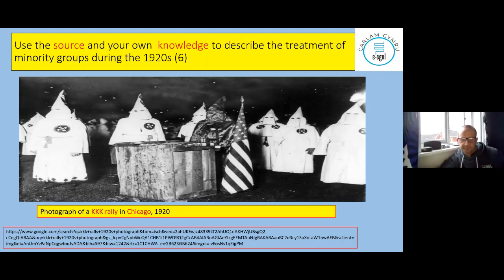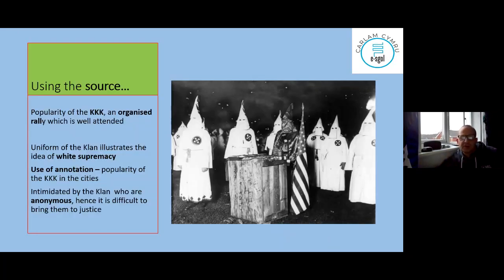There's a few clues already in the annotation, aren't there? It shows the KKK, an illegal terrorist group. It shows they are involved in the cities, Chicago in this case. And it shows that in the 1920s, they are of a high level of influence. So what can we see in the source?